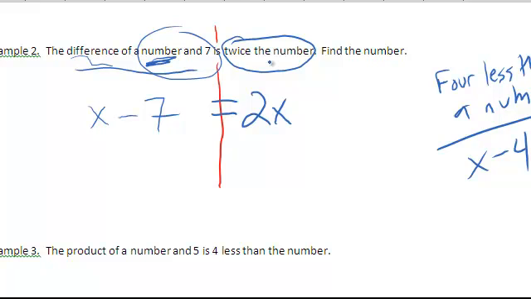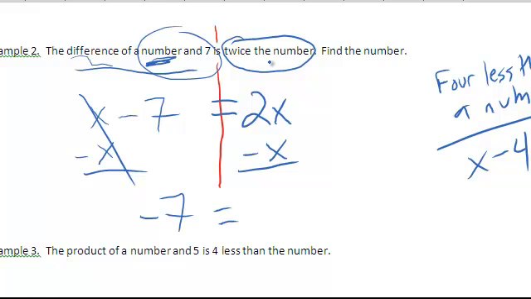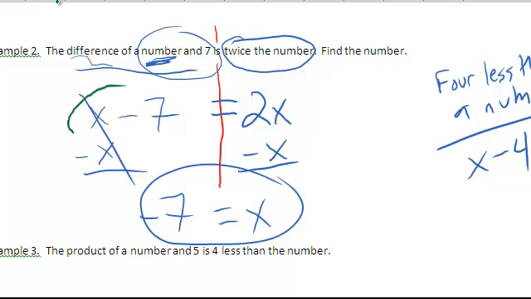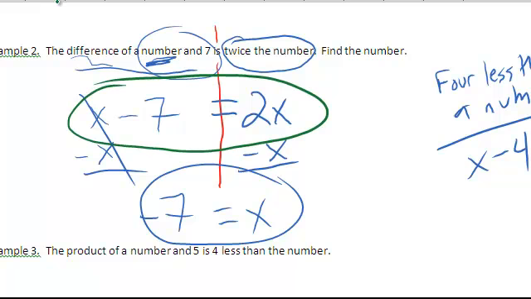Now solve this. This is easy to solve. Minus x, negative 7 on the left. What's 2x minus 1x? x. That was an easy one. But again, the purpose is to get to this point, the translation, and then solve from there. Hopefully the solving won't be that bad.